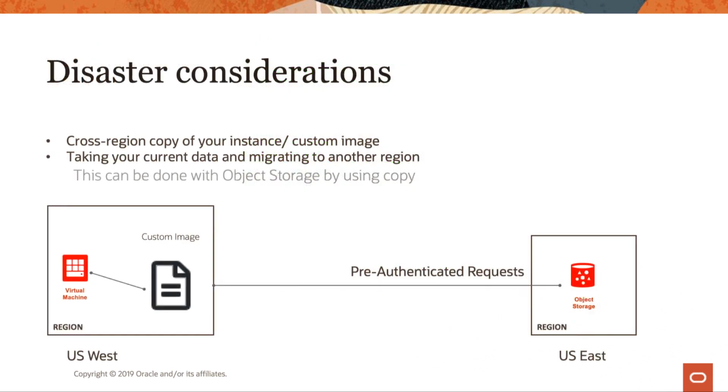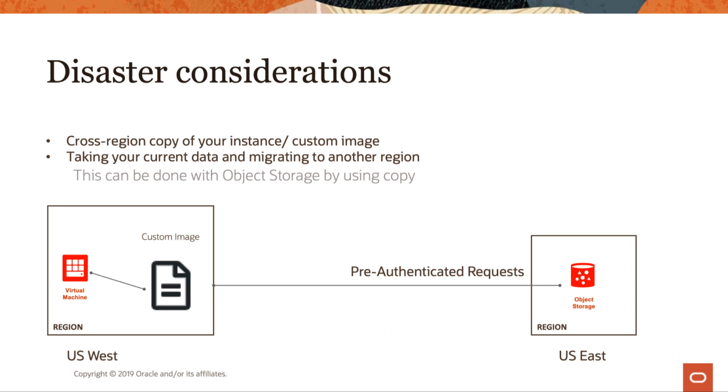The next piece we should take a look at or think about is disaster considerations. And what does that look like? If we're built out in one region and we need to migrate to another region, we have our custom image. With our custom image that we created in maybe US West, we want to migrate it to US East to have that ready to go. And this gets into other topics, talking about your RTO, RPO, and backup plans.